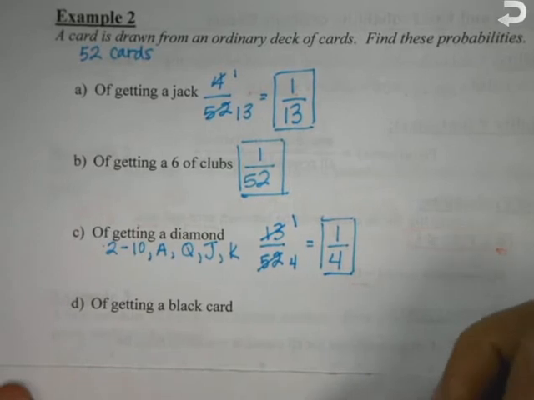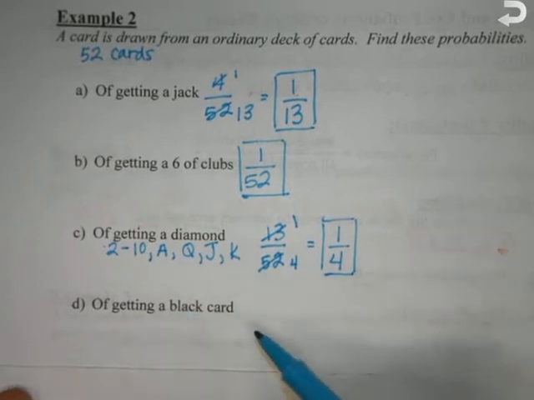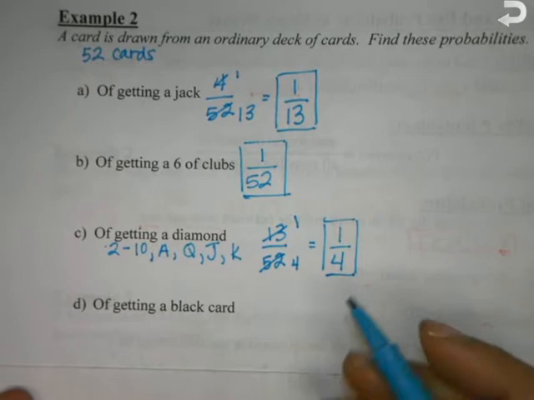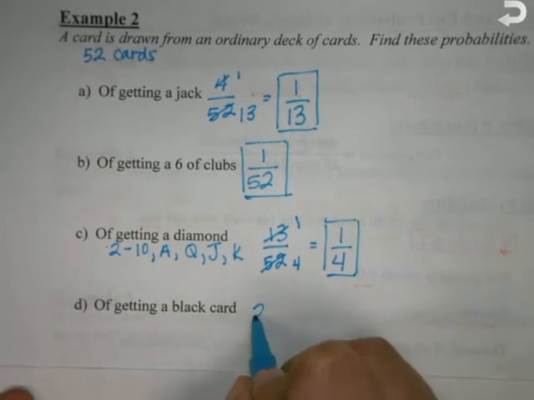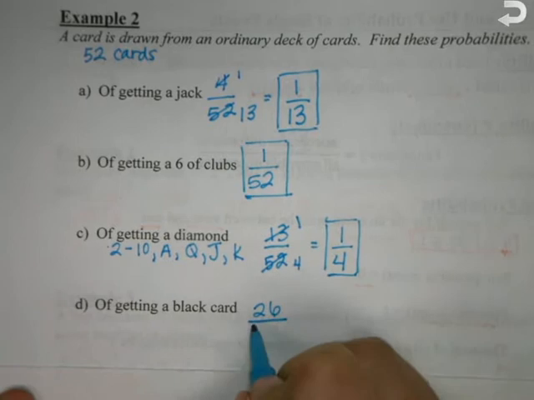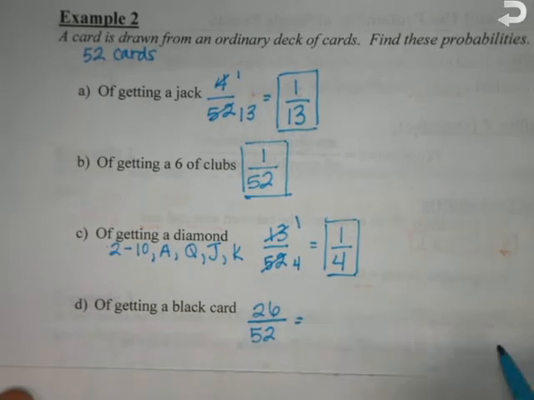Part D, the probability of getting a black card. Half of the cards are red and half of the cards are black. So our probability, there are 26 black cards out of 52 total cards. So that gives us a probability of 1/2.